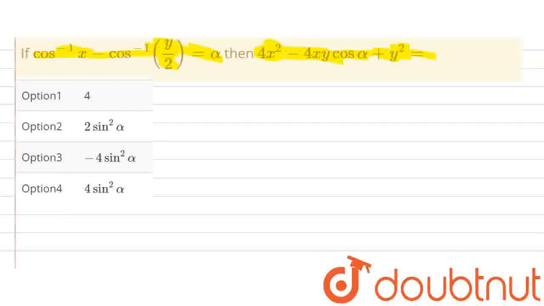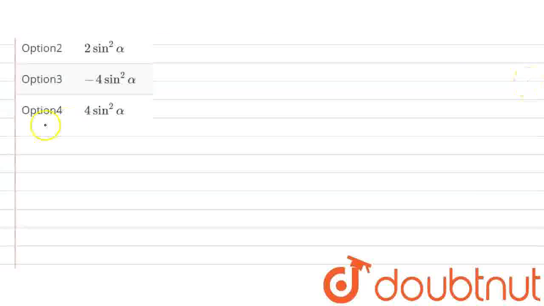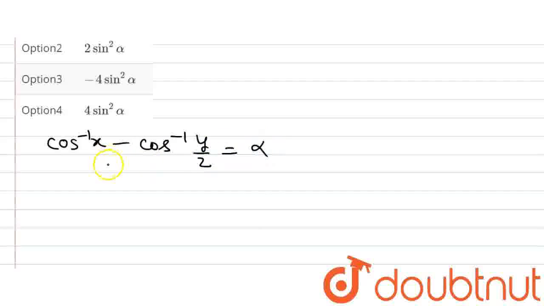Now, what we are given is cos inverse x minus cos inverse y by 2 is equal to alpha. This is what we are given. Now from here we can easily find out that it can be written as cos inverse x is equal to alpha plus cos inverse y by 2.